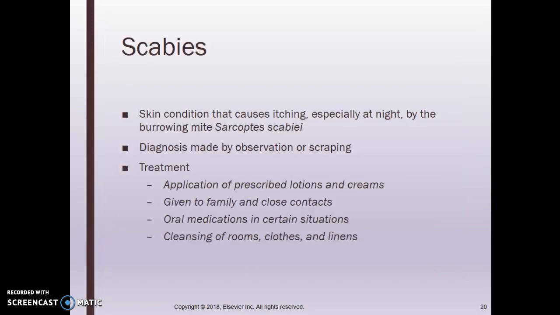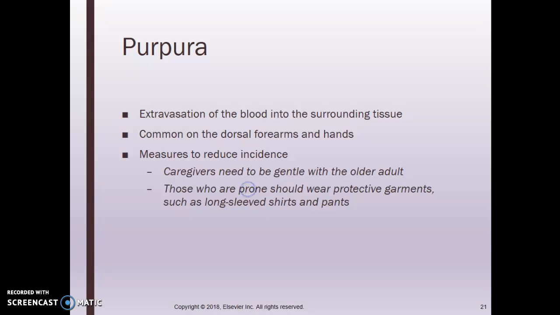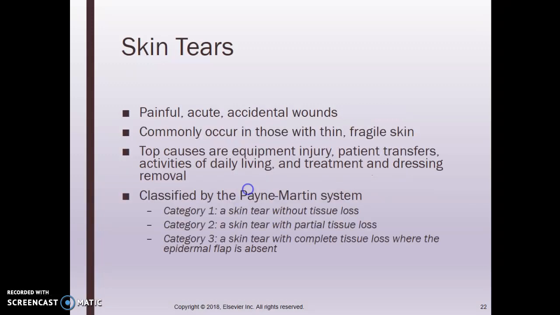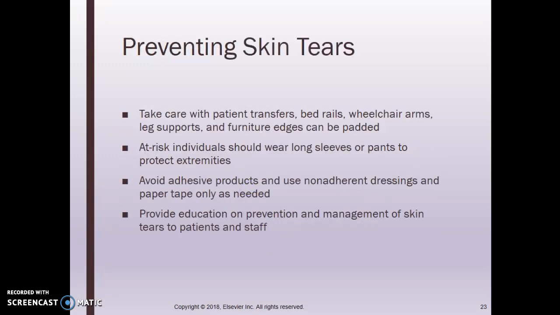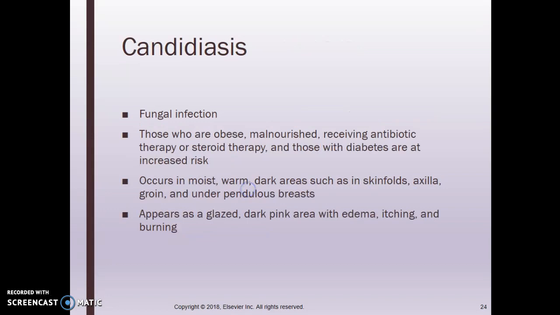So, scabies is actually here. Well, we already talked about scabies and purpura. We talked about skin tears already. Preventing skin tears, we know that we need to use paper tape on our patients that have that thin skin. We want to try not to put those super adherent dressings on them. It's important that we're very careful when we're moving our older patients with thin skin, pulling them around the bed, moving them to wheelchairs, all of that stuff that happens.